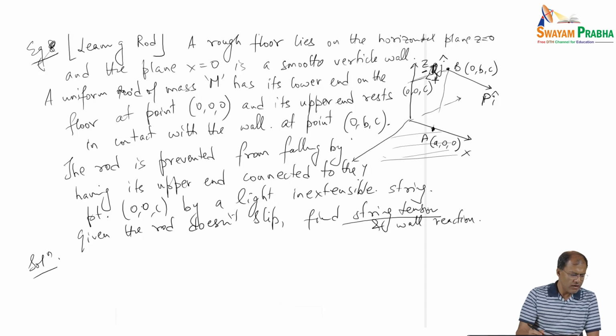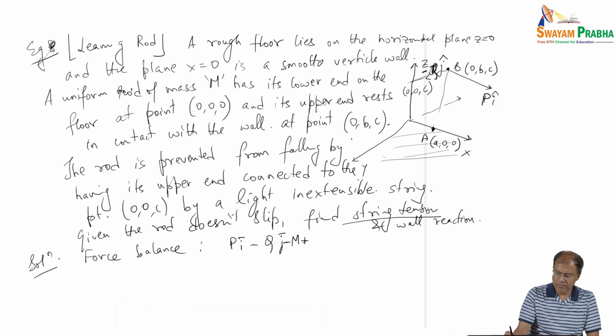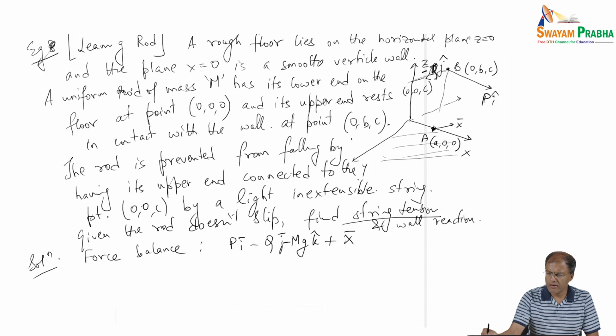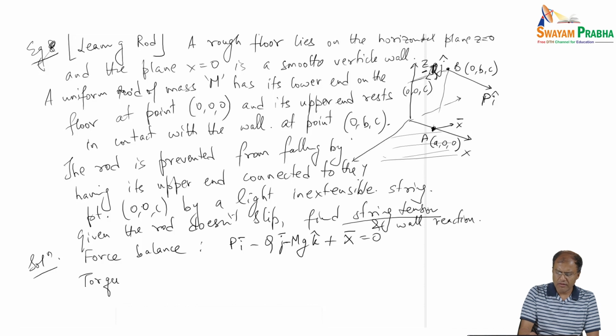So again, we write down the force balance. We see that P i minus Q j minus mg k plus X, X being the floor reaction, which is also an unknown of the problem, is equal to 0. And similarly we can write down the torque balance. I don't want the unknown X; we only want P and Q in the problem. We are going to take a torque balance about point A so that X is cancelled.